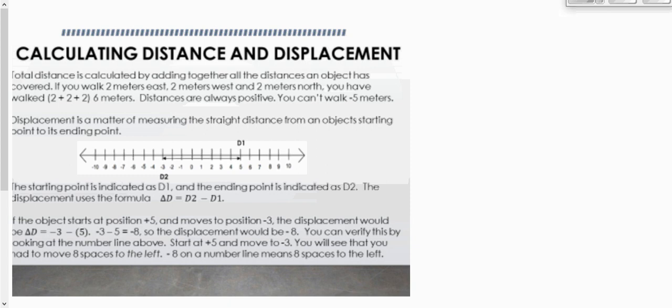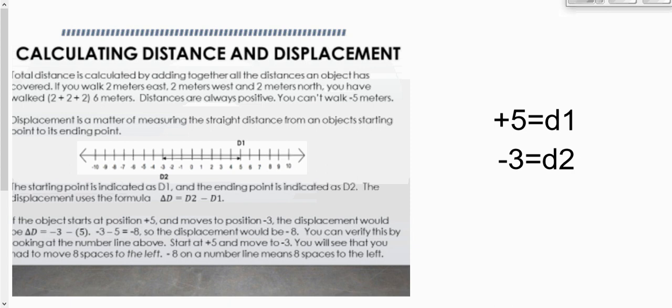My displacement's a different matter altogether, though. To figure out your displacement, you have to look at the difference between where you started and where you ended. Consider this number line. We're going to call my starting point D1. It's the first place I was. We're going to call the end point D2. It's where I finished off. D1 is what I call my starting point. D2 is what I call my end point. In this picture, we can see that my start point is at +5. My end point on the number line, my finishing point, is -3.